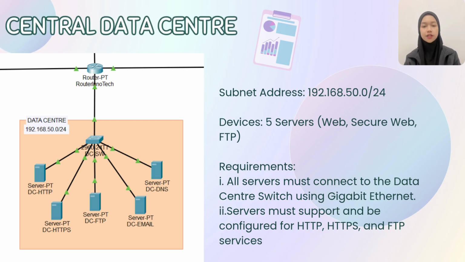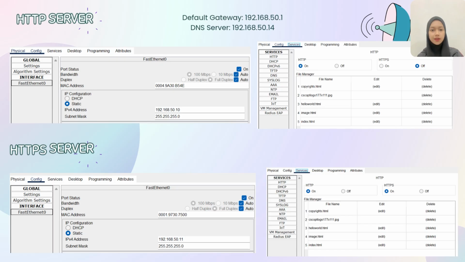For this project, I am responsible for setting up the central data center network, which uses the subnet 192.168.50.0/24, and I configured 5 servers using static IPs: the DNS server for name resolution, the web server HTTP for the public website, the secure web server HTTPS for the secure login portal, the FTP server for file sharing, and the email server for staff email communication. All the servers are connected to the switch, and the DNS is set to 192.168.50.14 to support domain names like www.inotech.com. And here's what I configured for each of the servers.